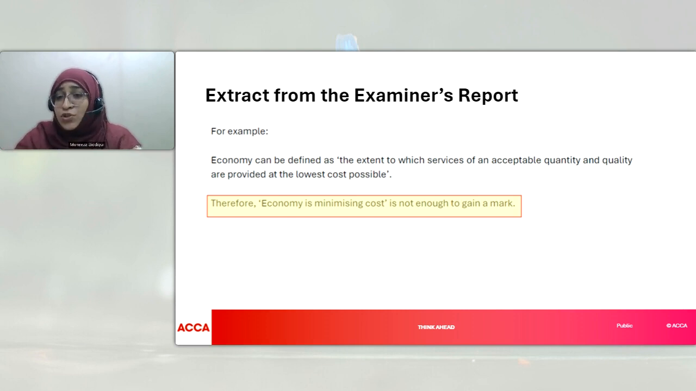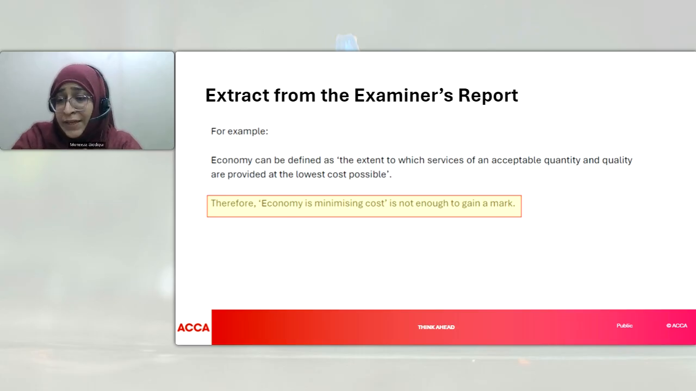Right. In order to score the mark, and this is an easy mark, you need to know the definitions, right? And you need to provide that in a complete statement. So the correct answer that would have scored you the mark is the first line, which is economy can be defined as the extent to which services of an acceptable quantity and quality are provided at the lowest cost possible.